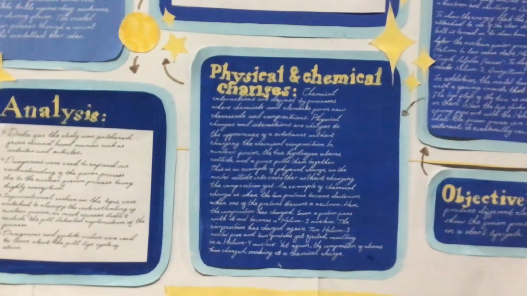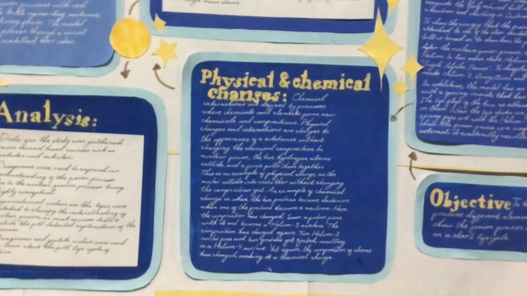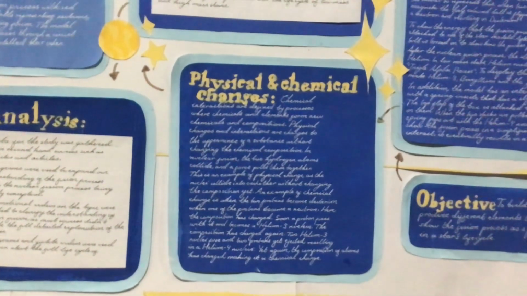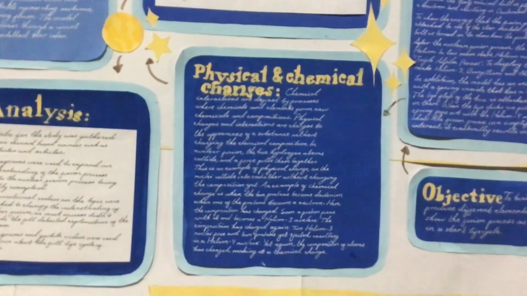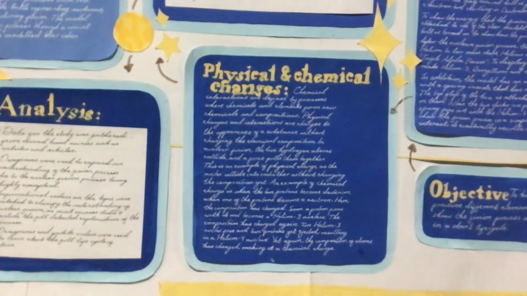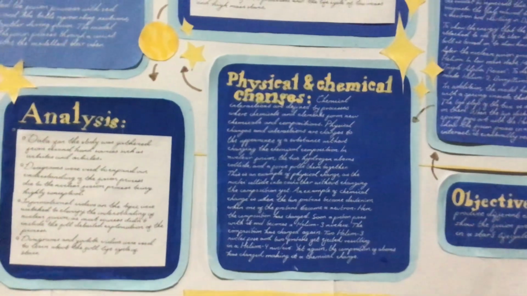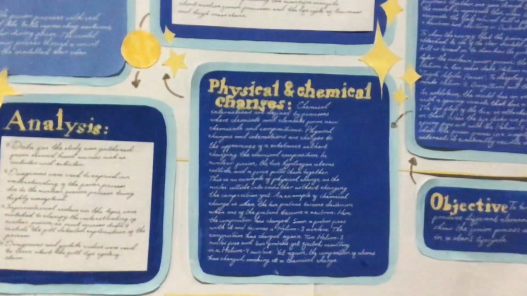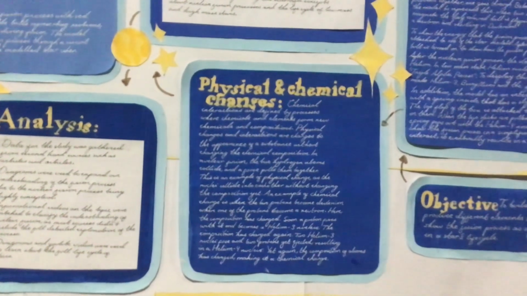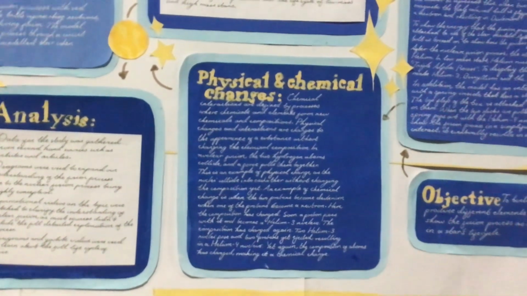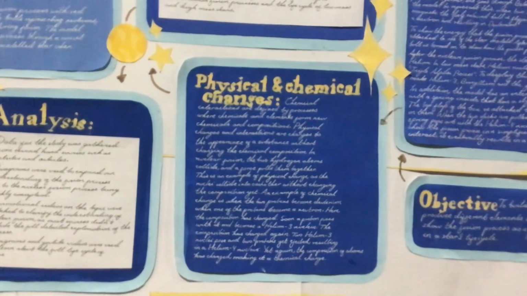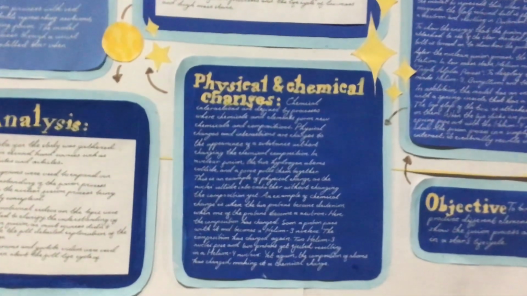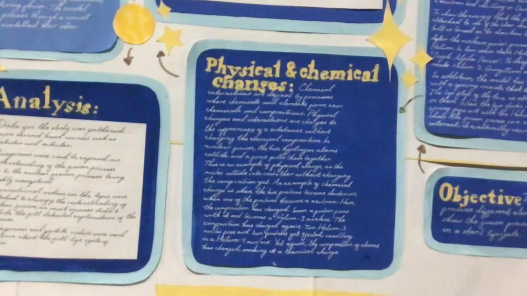In nuclear fusion, the two hydrogen atoms collide and a force pulls them together. This is an example of a physical change, as the nuclei collide into each other without changing the composition yet. An example of chemical change, however, is when the two protons become deuterium when one of the protons becomes a neutron. Here, the composition has changed. Soon, a proton fuses with it and becomes a helium-3 nucleus. The composition has changed again. Two helium-3 nuclei fuse and two protons get ejected, resulting in a helium-4 nucleus.